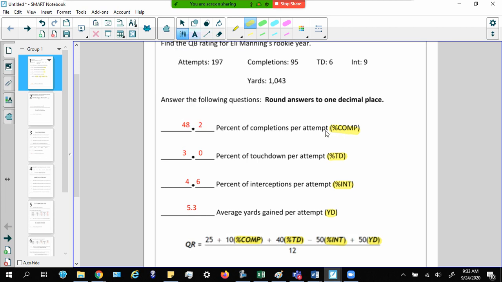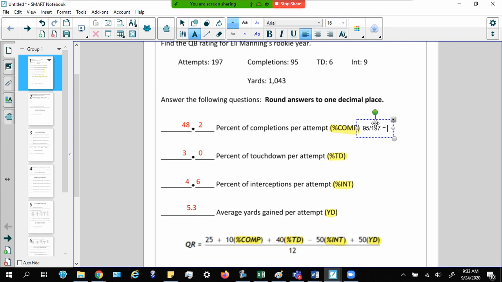To figure out the percent of completions, you divide the completions, which is 95, by the attempts, which is 197. Remember, guys, you are going to get a decimal, 0.482, but you have to move the decimal two places over, because this is the one formula where you actually have to move the decimal back to a percentage as opposed to keeping it as a decimal. It's kind of weird like that, but this is the only formula you're going to use in the entire AMDM year.